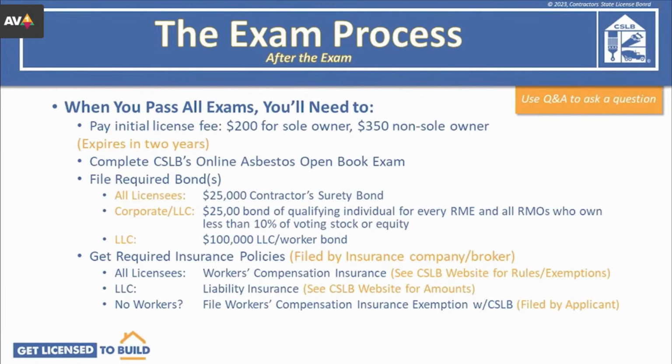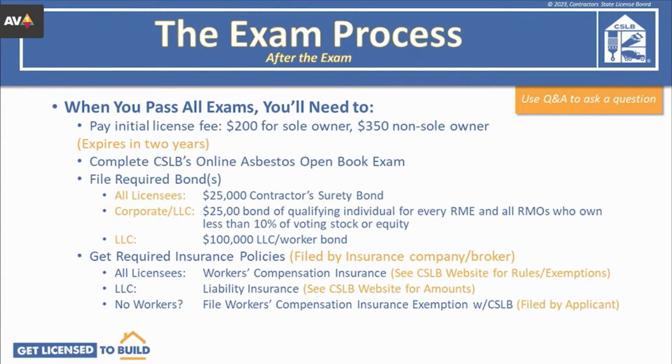First, you'll need to pay your initial license fee, $200 for a sole owner license and $350 for a non-sole owner license. That will be good for 2 years. You'll also need to complete an online asbestos open book exam. Plus, you'll need to file your required $25,000 contractor surety bond and possibly other bonds depending on what type of business entity you'll have. If you've got employees, you'll need to get workers' compensation insurance. If you don't have employees, you must file a workers' compensation exemption with CSLB. You can also submit this online.